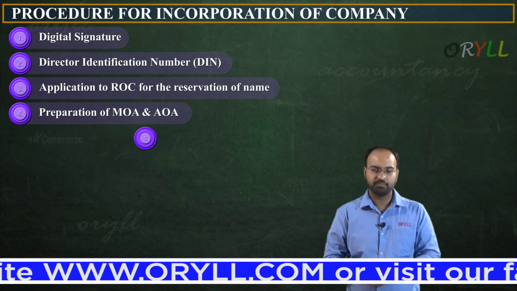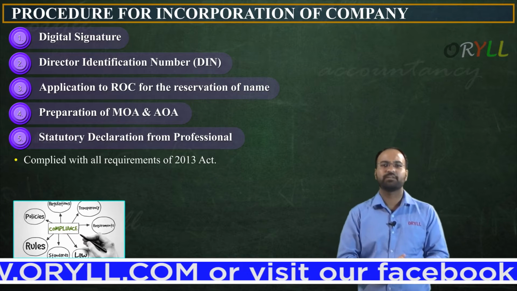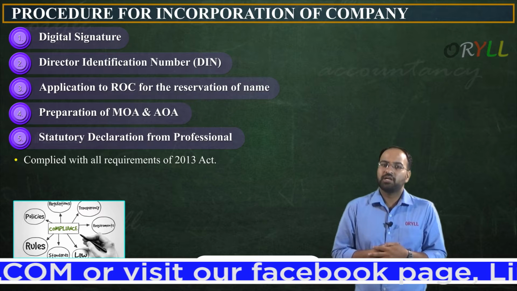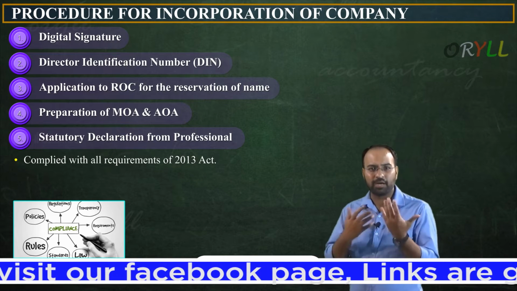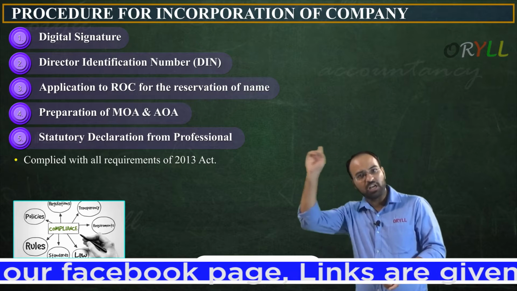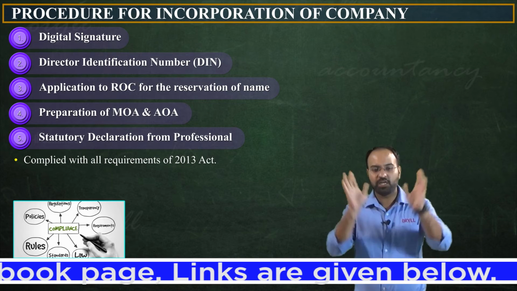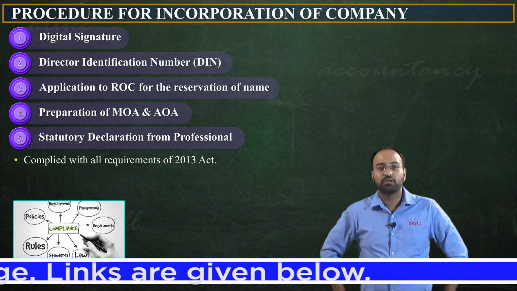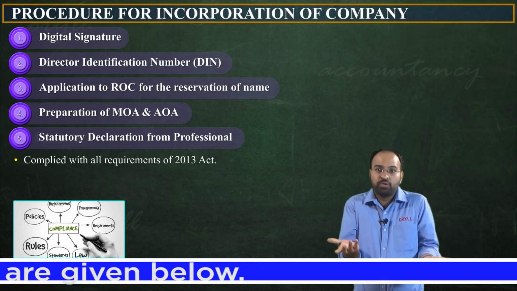Now the fifth step is statutory declaration from a professional. What do you mean by this? Let us say I am a doctor. Do you think I will know the commerce field? No, because I am in the medical field. I know all the requirements there, but I don't know anything about the incorporation of a company. Still I want to start a company. Can I start? Yes. But sir, what is the proof that you have complied with all the rules and regulations? Because you don't know anything here.